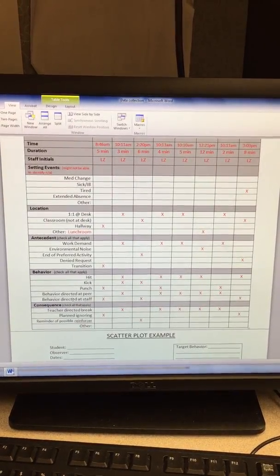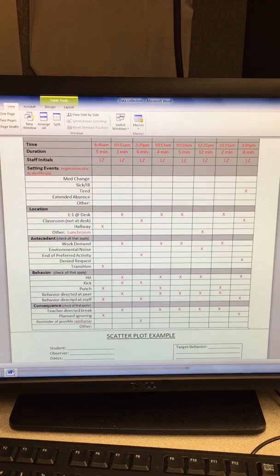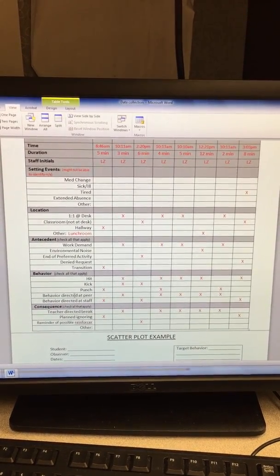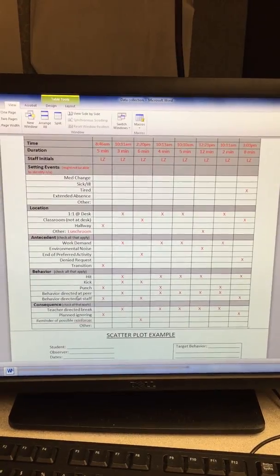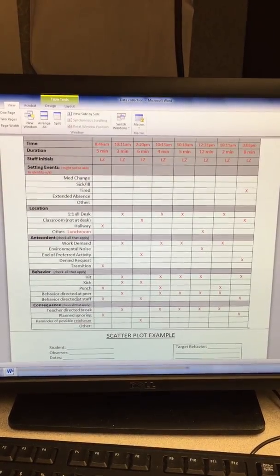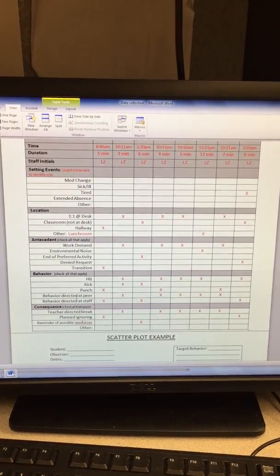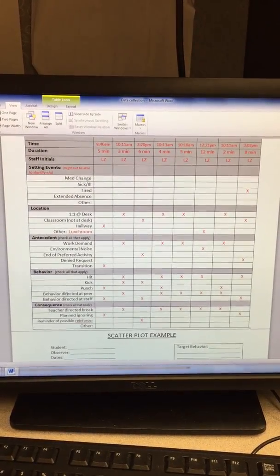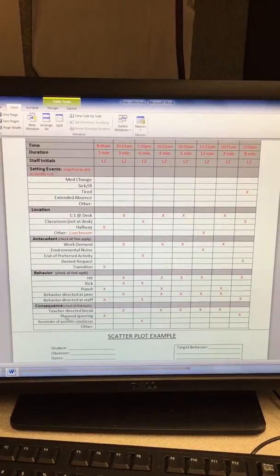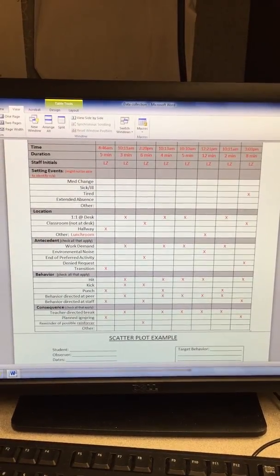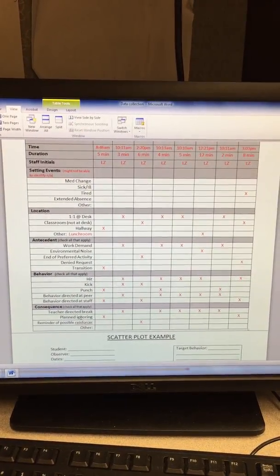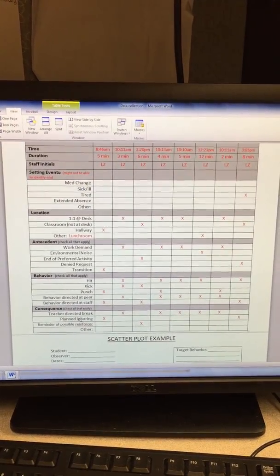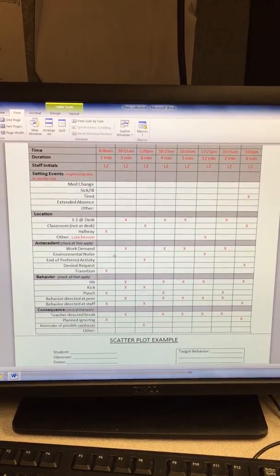I like to differentiate between behavior directed at peers, behavior directed at staff, but your student may not be engaging in behavior directed at the peers or behavior directed exclusively at staff. So you may not need this. Sometimes people write other here if a behavior pops up that you're seeing pretty frequently. And then again, your consequences, make sure that these are specific to the student. A consequence isn't something negative, it's just whatever happens right after the behavior.